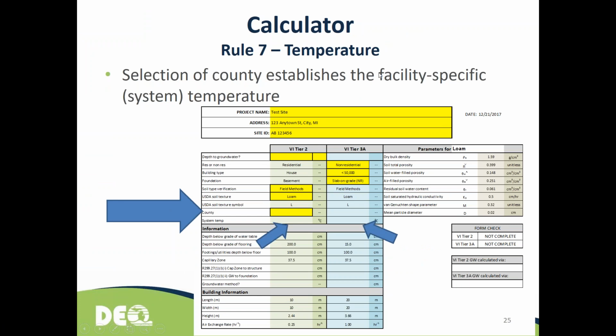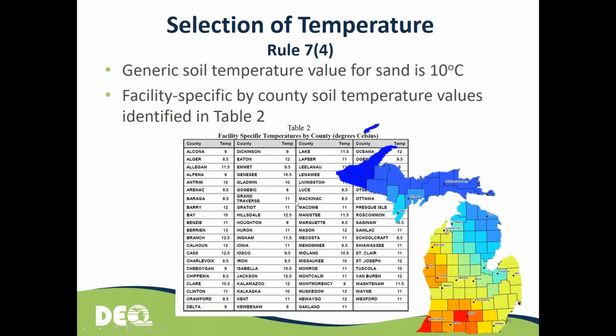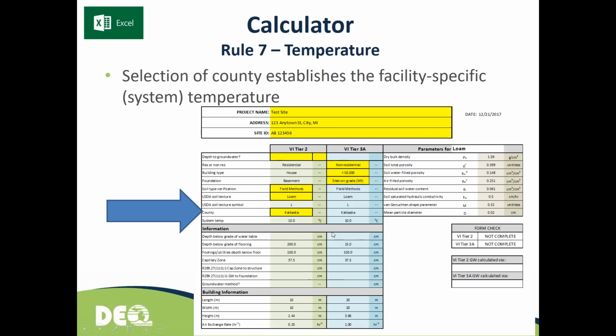So going back to the temperature would be the final box that we'd have to do, and that we would pick by county, and it'll put in our system temp automatically. The temperature is identified by county. If you've attended the information sessions, you know that this table that's available in Table 2 of Rule 7, Subrule 4, is based on data that we got in collaboration with MSU throughout the state. So it's Michigan-specific data. It's based on a centroid value for the county. But basically, if you pick the county, it will self-populate that system temp for you.